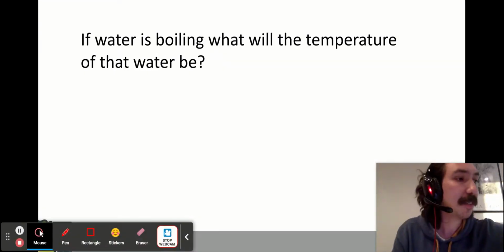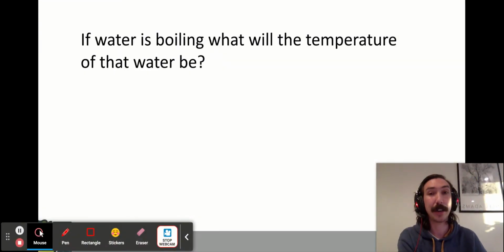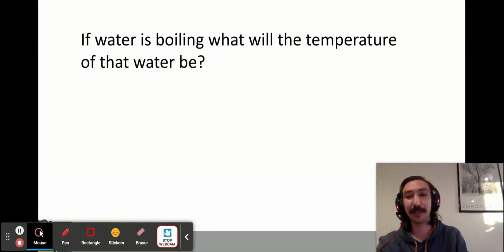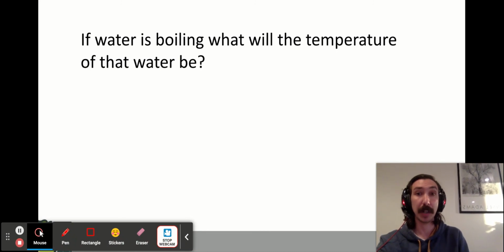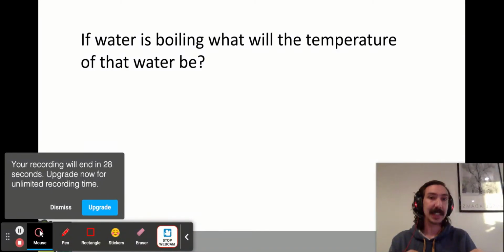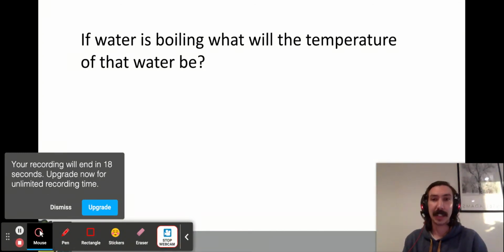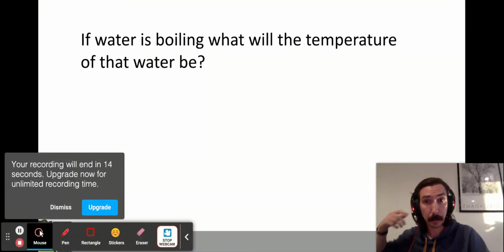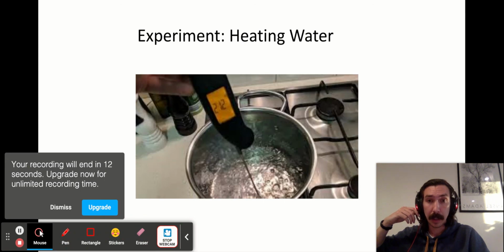All right, so I've talked about this a lot of times. I've never said it directly, so I want to make sure I cover this question directly in this class. If you have water boiling and you're at 1 atmosphere of pressure, so sea level, that boiling water will always be 100 degrees Celsius. So that's just something that we know. All right, running out of time here.